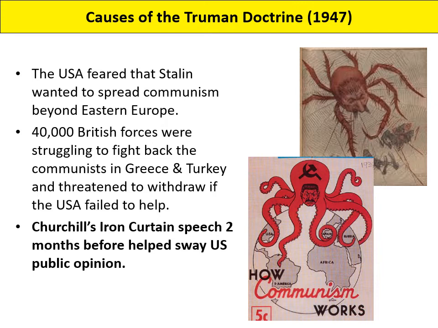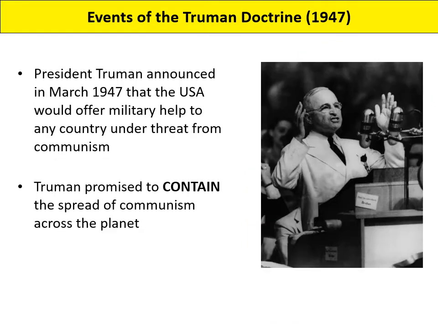More specifically, we've got Churchill's Iron Curtain speech that we looked at last lesson. He specifically gave that speech in America in order to sway US public opinion, and it was very, very successful for that. So looking at the event of the Truman Doctrine, President Truman gave a speech where he announced that the US would offer military help in the form of supplies or money or training or maybe even soldiers to help any country under the threat of communism.